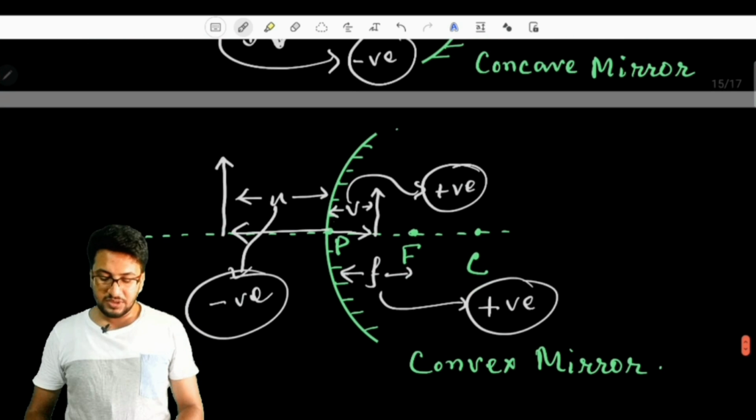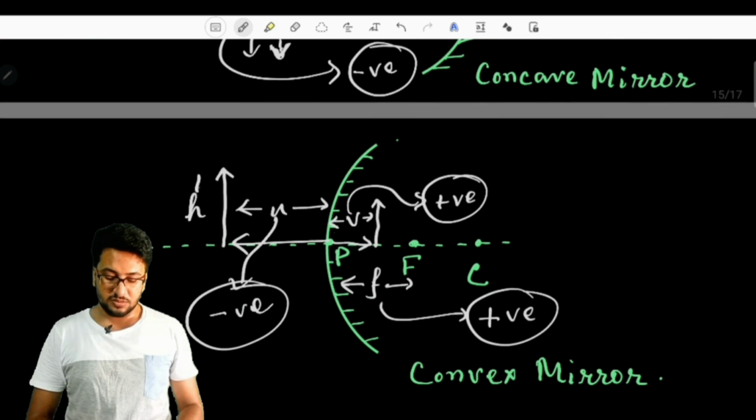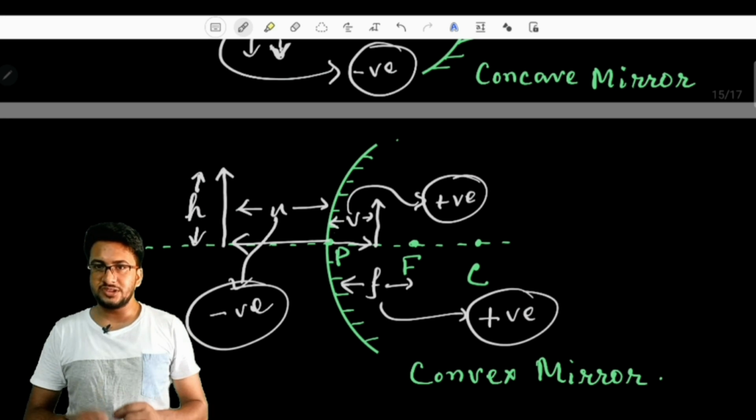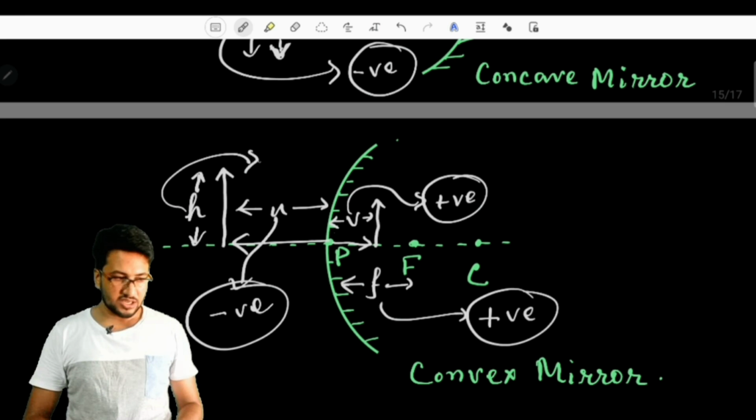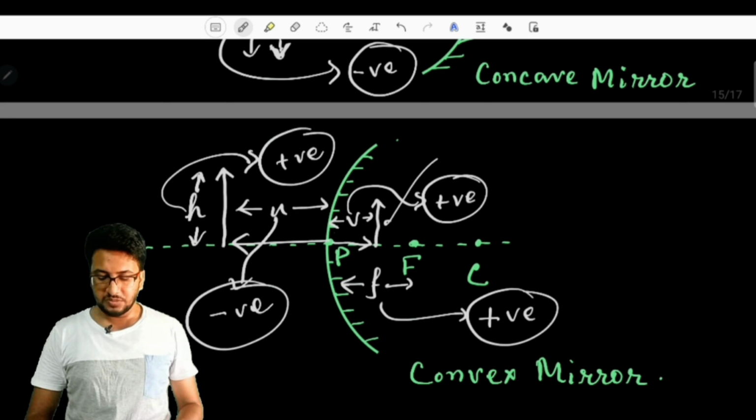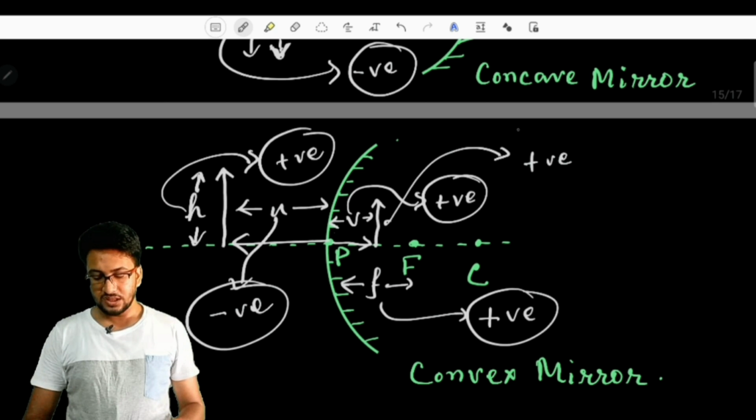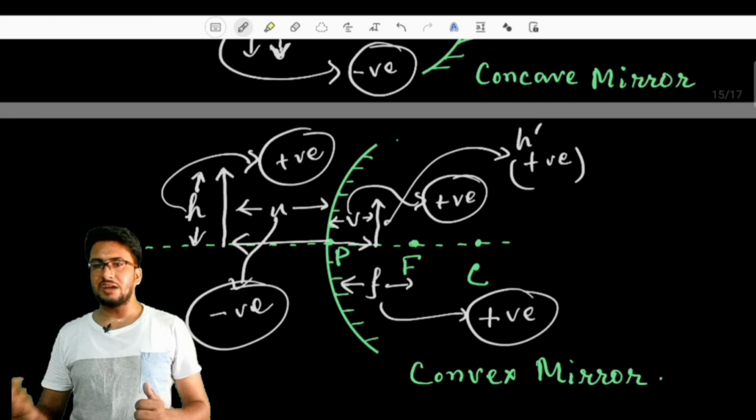Fine. And the similar case in a convex mirror will be the same. The object height here is measured as positive. Why? Because it is above the principal axis. To measure the height of the image, we need to move towards the positive y axis. That's why the height will always be positive in nature. The height h dash of the image formed by a convex mirror is always positive. Why? The similar thing is happening whether it is on the right hand side of the mirror.